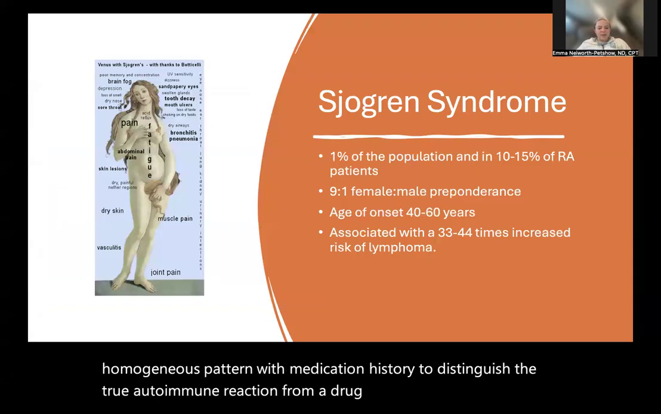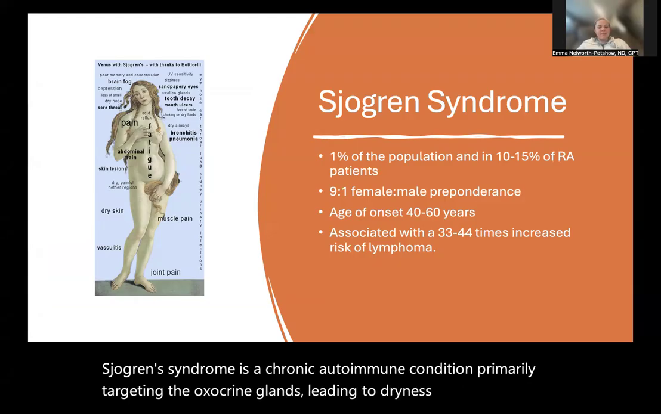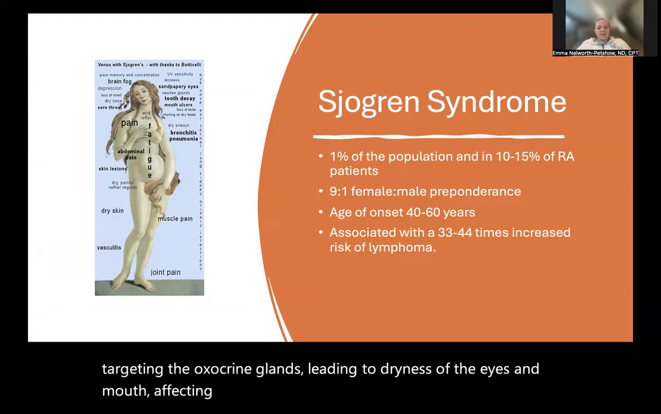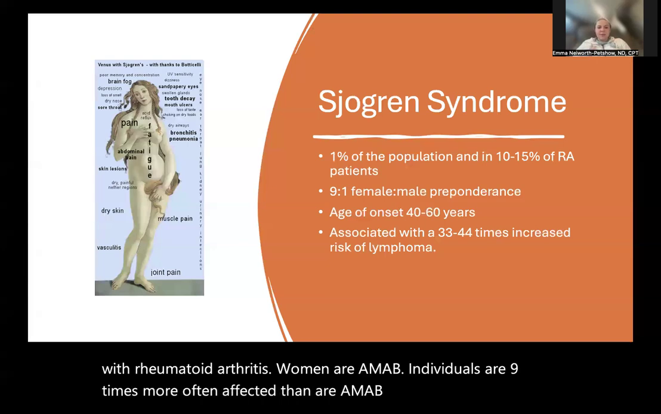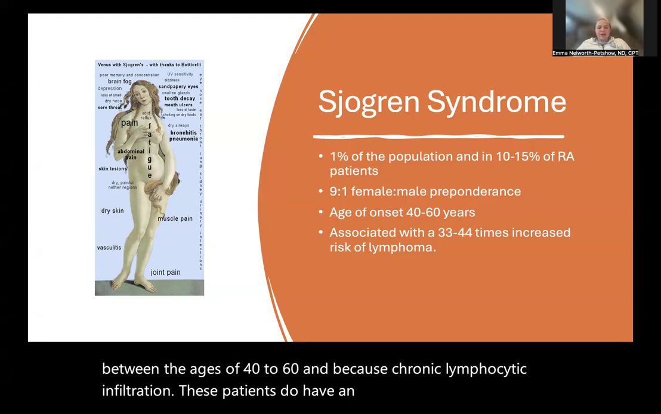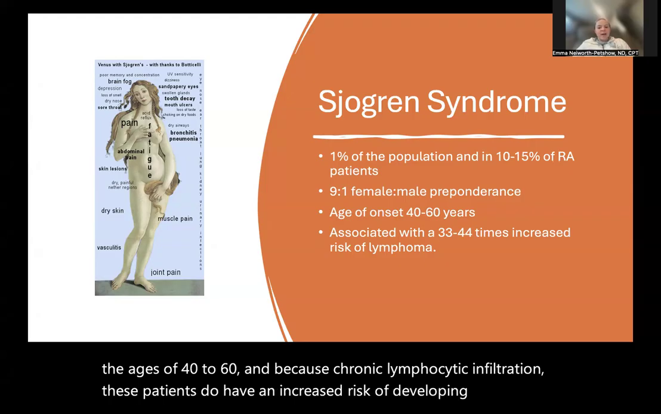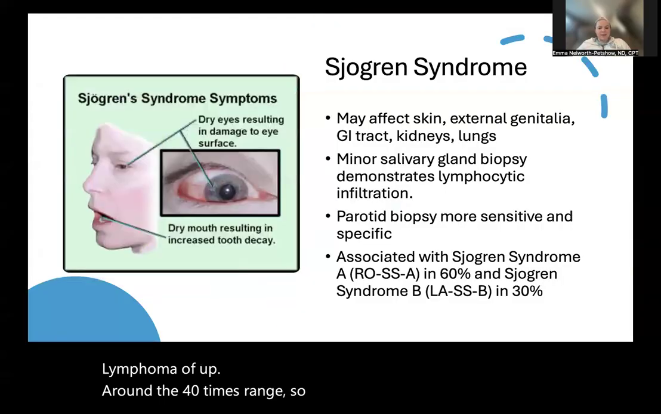drug reaction. Sjogren's syndrome is a chronic autoimmune condition primarily targeting the exocrine glands, leading to dryness of the eyes and mouth, affecting about 1% of the population and often coexisting with rheumatoid arthritis. Women or AFAB individuals are 9 times more often affected than AMAB individuals, typically between the ages of 40 to 60. Because of chronic lymphocytic infiltration, these patients do have an increased risk of developing lymphoma of up to around 40 times, so pretty significant risk.